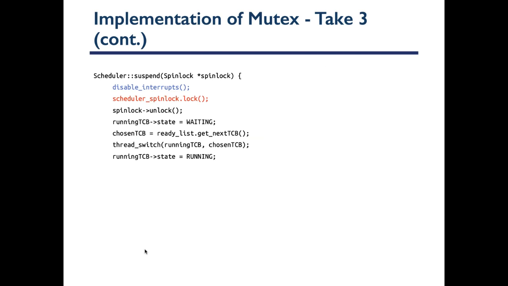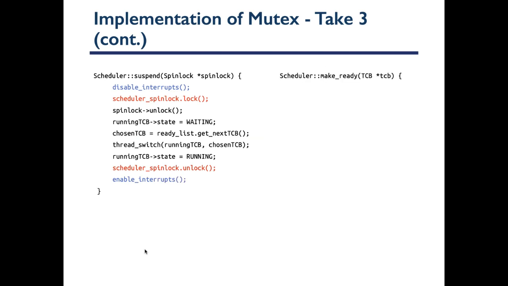Whenever we come back here, exact same concept. If we come back from thread switch, now we are going to go back to the thread that executed suspend. So we're going to make it running, and this again returns: unlock the scheduler, enable interrupts, and return.